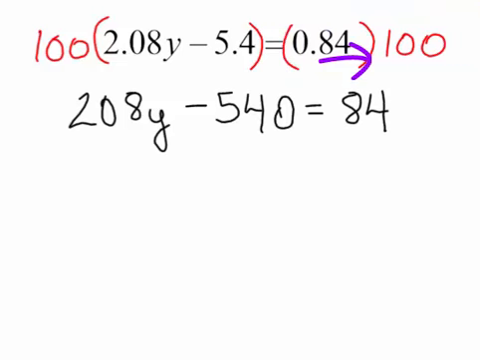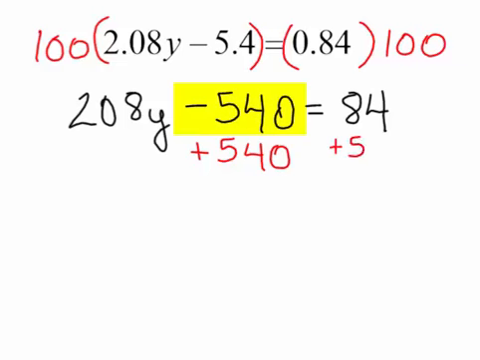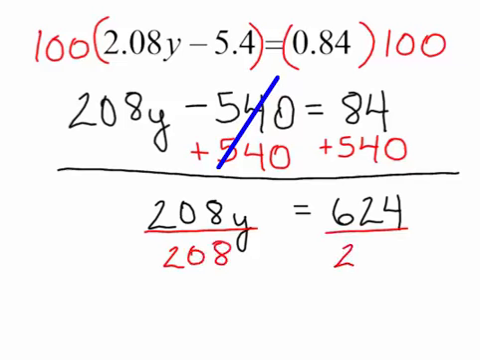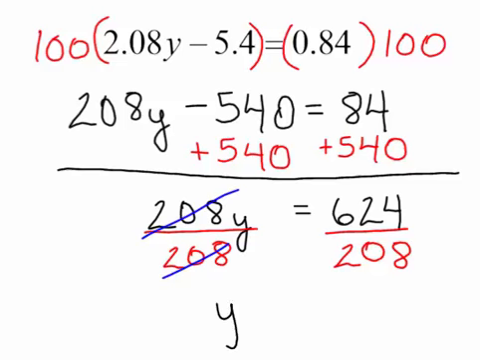Now let's solve for y. We will begin by undoing this subtraction. What's the opposite of subtracting 540? And yes, it is adding 540. 84 and 540 will be 624. Y is being multiplied by 208. I'm going to divide by 208 on both sides. Y will equal 3. Good luck with your equations and decimals.